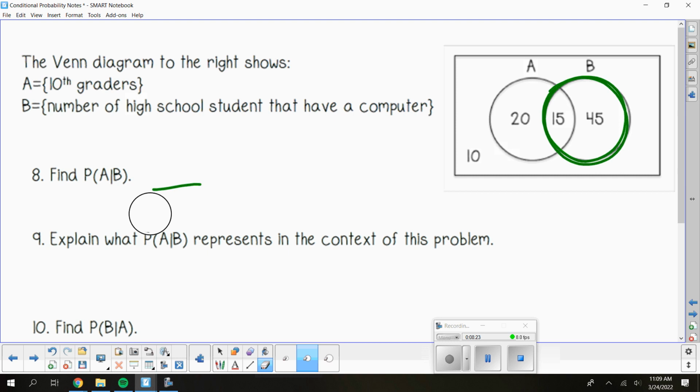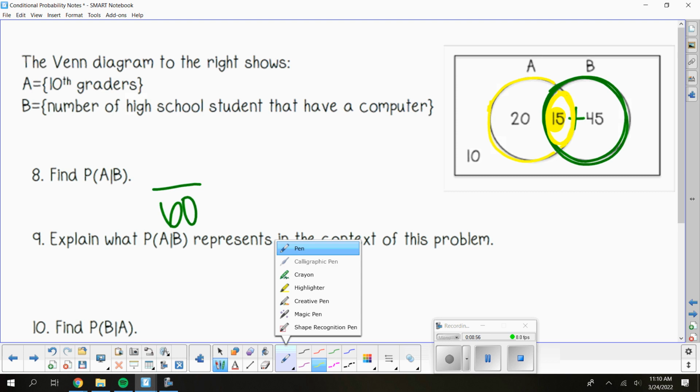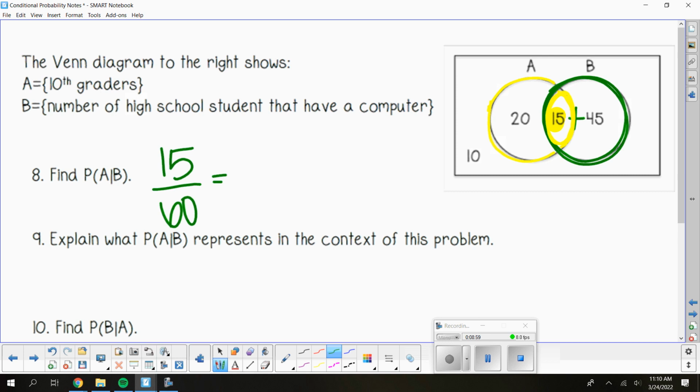Oh, no, I lied to you. 45, 60 total people in that whole blue circle. I'm adding these together. Okay, now of those 60 people, how many are a part of A? 15, right? That's the only part that's going to overlap with circle A. If I'm looking at circle A, it only overlaps right there where the 15 is. So of those 60, 15 are 10th graders. And reduce it down to 1 out of 4.